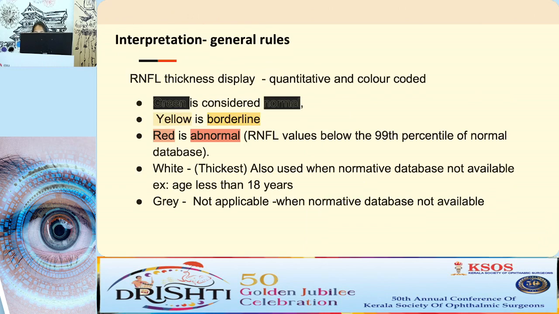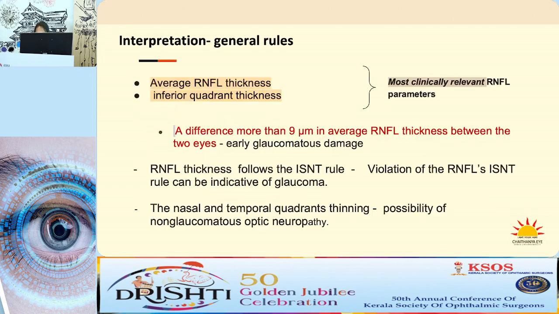Interpretation, the general rules: the RNFL thickness display in the printout is both quantitative as well as color coded. Green is normal, yellow is borderline, and red is abnormal. White is seen when there is thick RNFL, and also when the normative database is not available. Gray is also indicated when the normative database is not available.